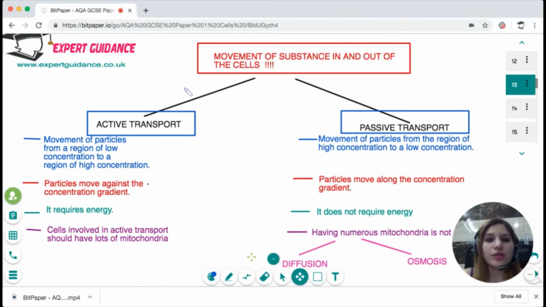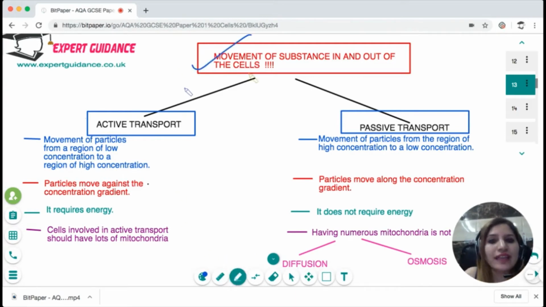Now, in order for the cell to survive, the cell needs materials. The cell needs oxygen, glucose, proteins, and enzymes, and on the other hand, waste products are also produced in the cell, so the cell needs to get rid of them as well. So substances need to move in and out of the cell, which happens through the cell membrane, but there are two processes involved in the movement of substances in and out of the cell. We categorize these two processes as active transport and passive transport.